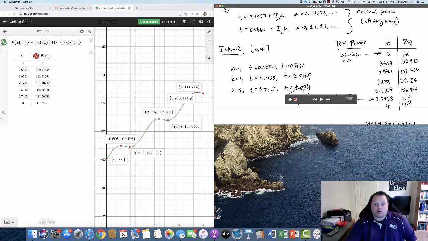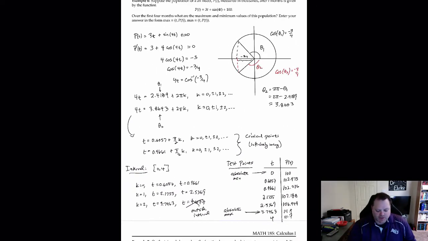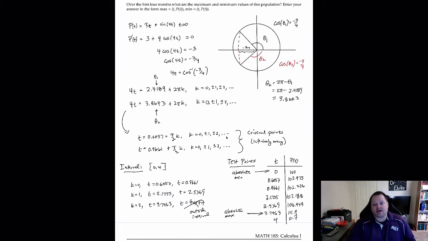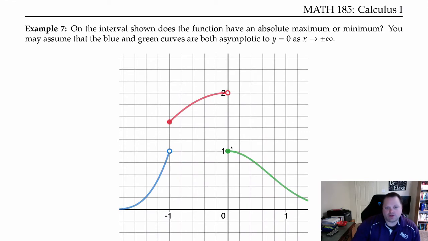All right, that was a lot of work on that problem, but trig functions can be a lot of work when it comes to doing these problems because they do oftentimes have infinitely many critical points. All right, so we're going to take a break from the closed interval method for just a second to talk a little bit more about the nature of what it means to have an absolute max or a min, and then we're going to have two important theorems off of that.